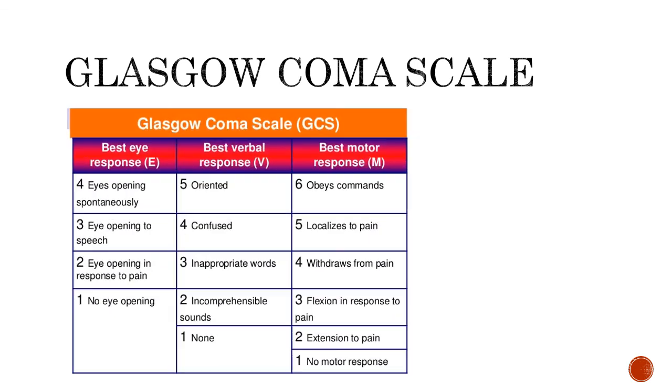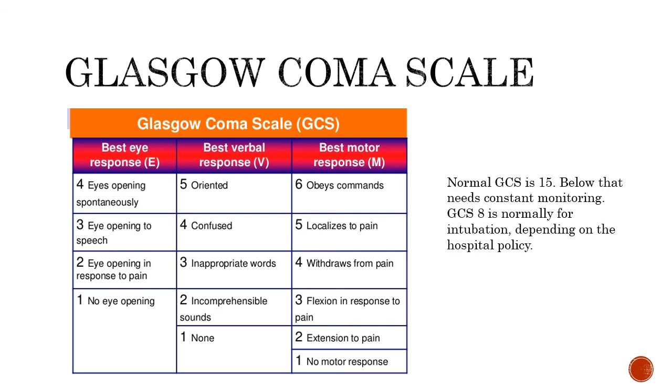Glasgow Coma Scale. This is a Glasgow Coma Scale measurement that measures best eye response, best verbal response, and best motor response. Normal GCS is 15, and that's the perfect GCS score. Below that needs constant monitoring. And a GCS of 8 is normally for intubation, depending on the hospital policy.